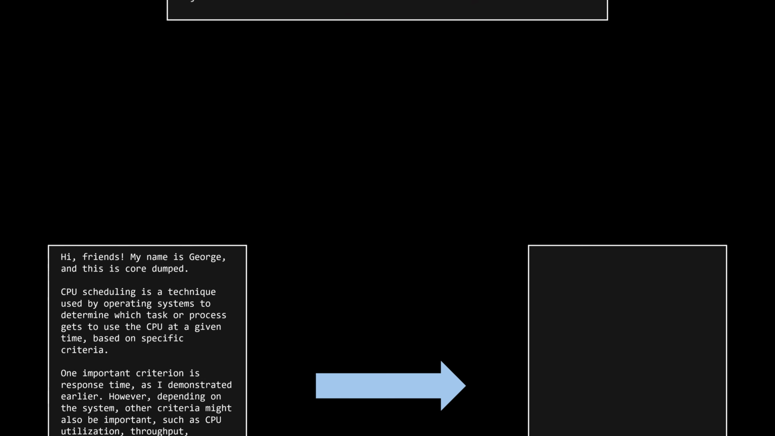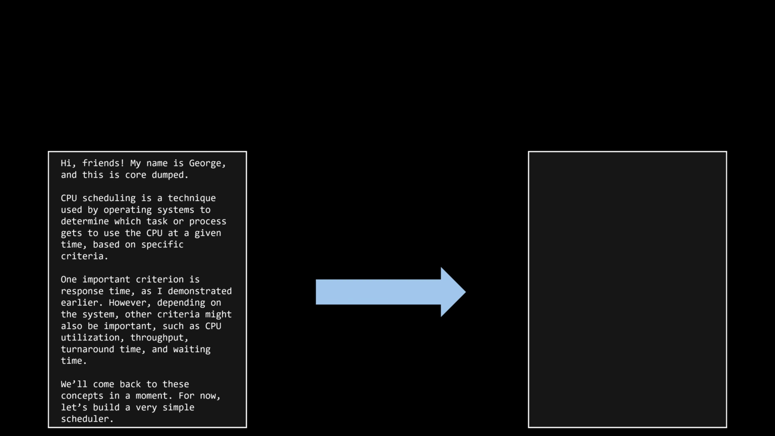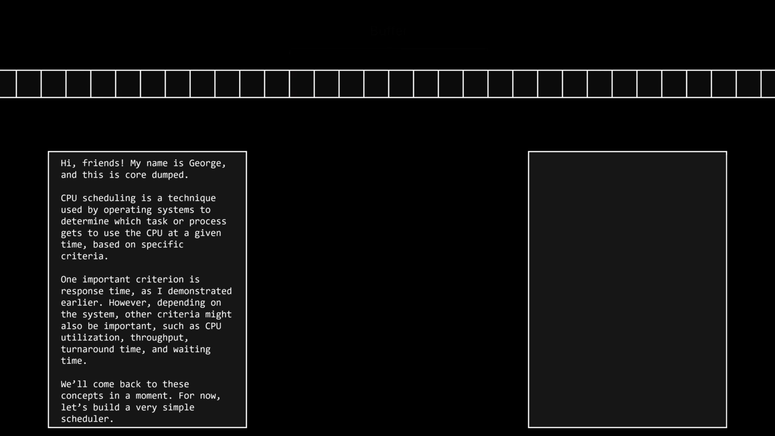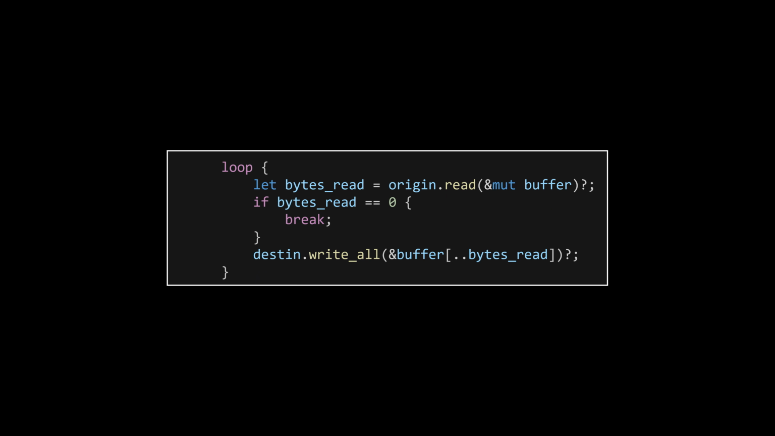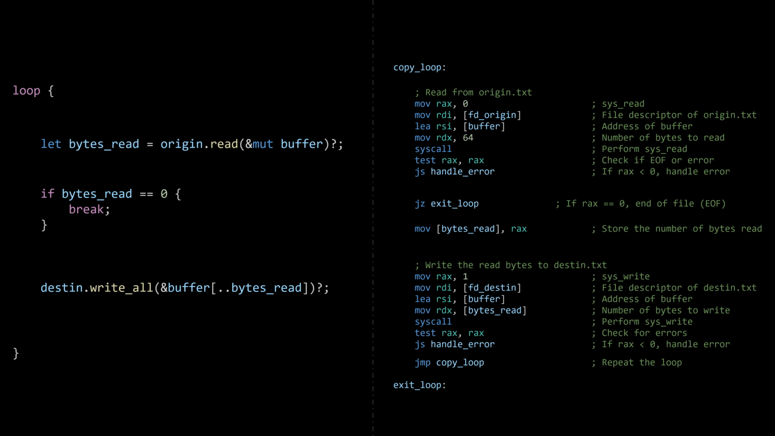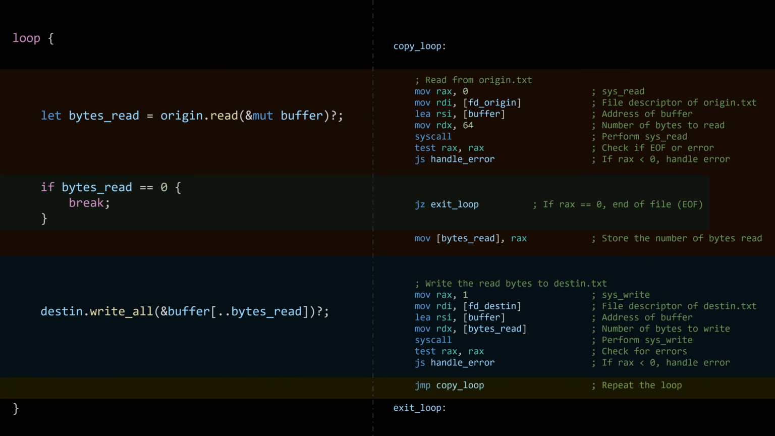This program opens 2 text files, one containing text and the other empty. Its purpose is to copy the content from one file to the other, but to avoid using a lot of memory, it copies data in chunks, let's say 8 bytes at a time. We're particularly interested in the part of the program where the copying happens. If we were to observe the instructions being executed by the computer, it'd look like this.